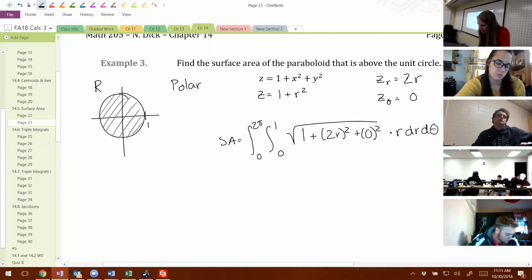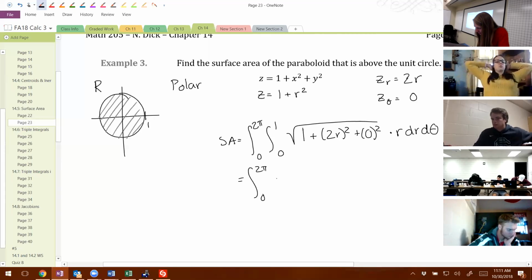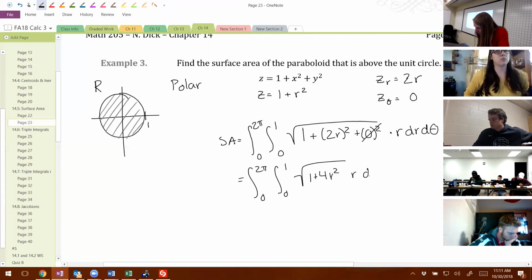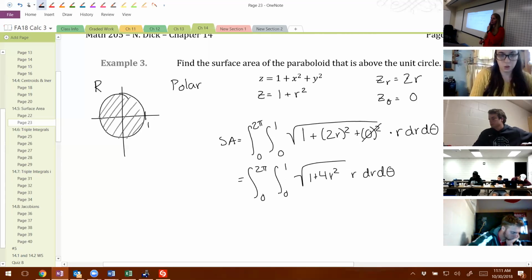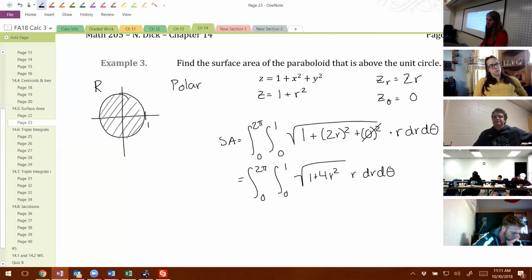Let's see if we can reduce this. I don't think this one's too bad to do by hand. I'm trying to look through my notes real quick. This should be okay. So what do we get? 0 just is gone, so that is the square root of 1 plus 4r squared. Why is this one so much easier to do without trig substitution? Because the circle is perfect. It's really similar to the last one, so why don't we need trig substitution here? Because we have the r.